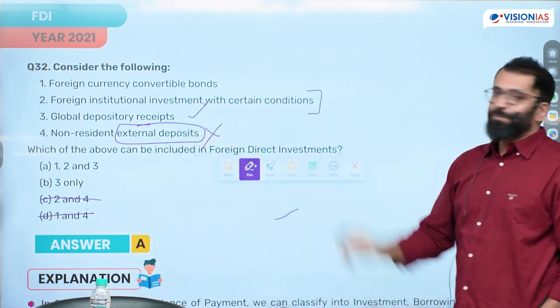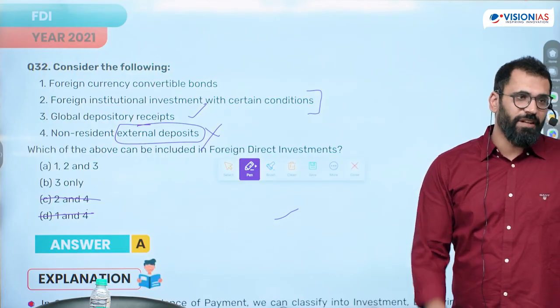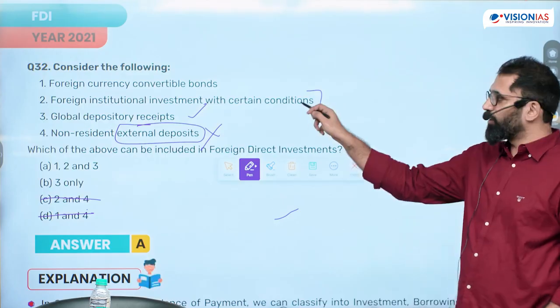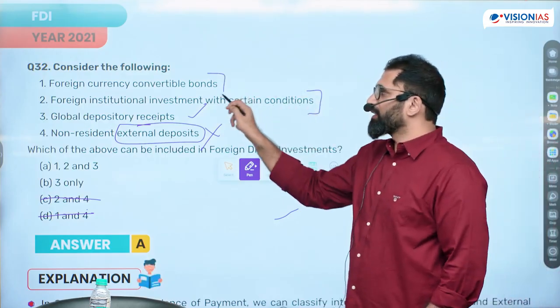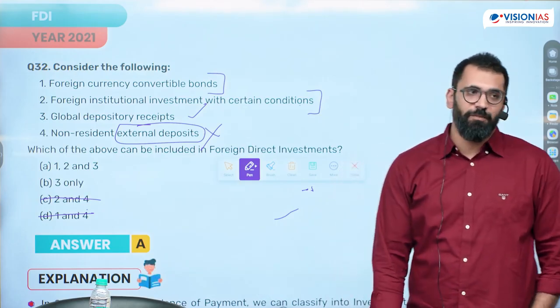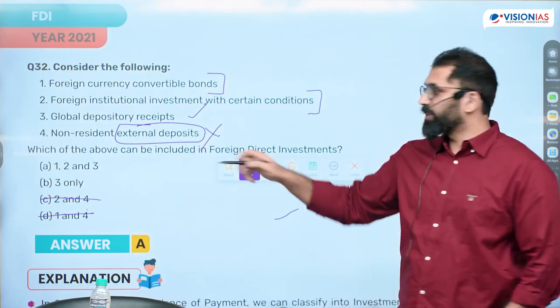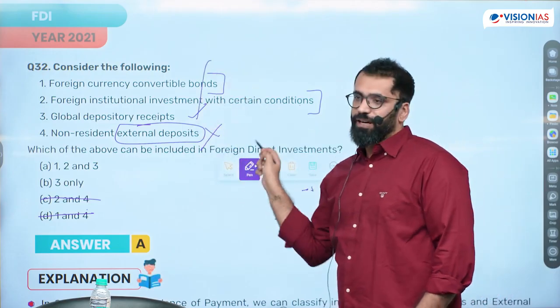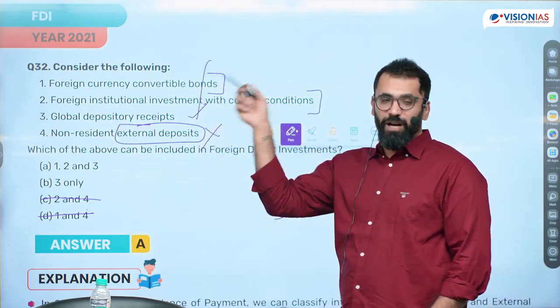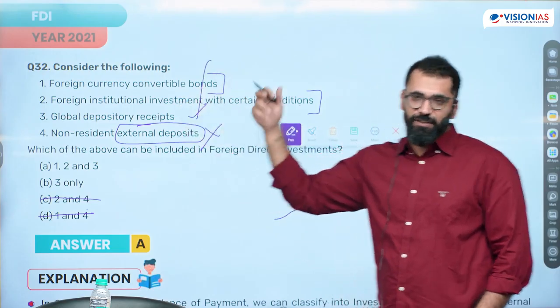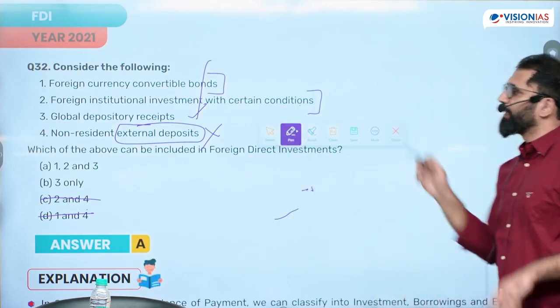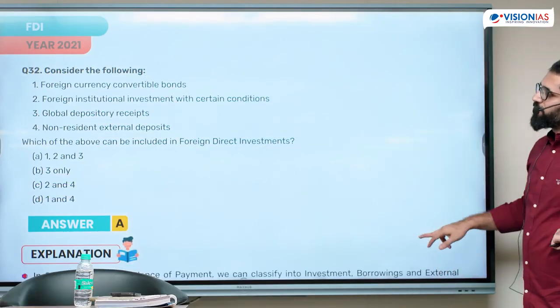Foreign institutional investment with certain conditions. So an institutional investment but is allowed with conditions, and foreign currency convertible bonds. That means a company outside is giving you money in the form of bonds. All the 3 can be a form of foreign direct investment. This is why I said वो पूरा debt नहीं है, कुछ debt हो सकता है. This is why it is largely non-debt creating. This question could be done through elimination.